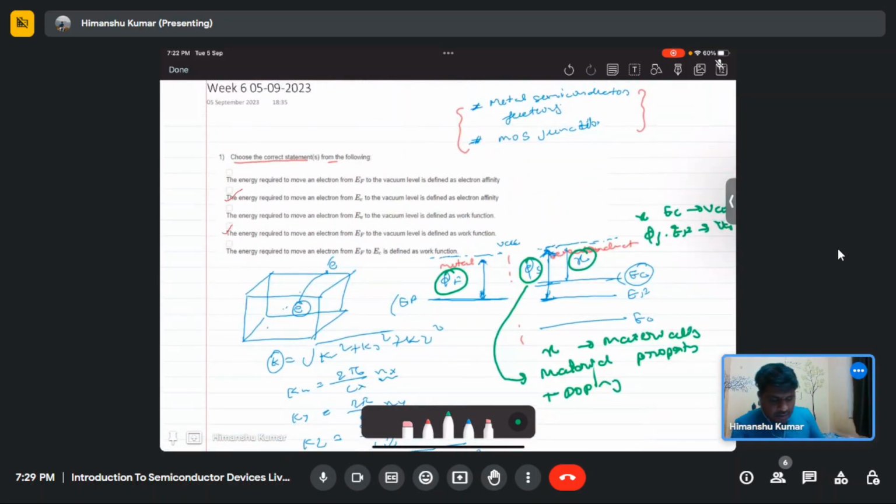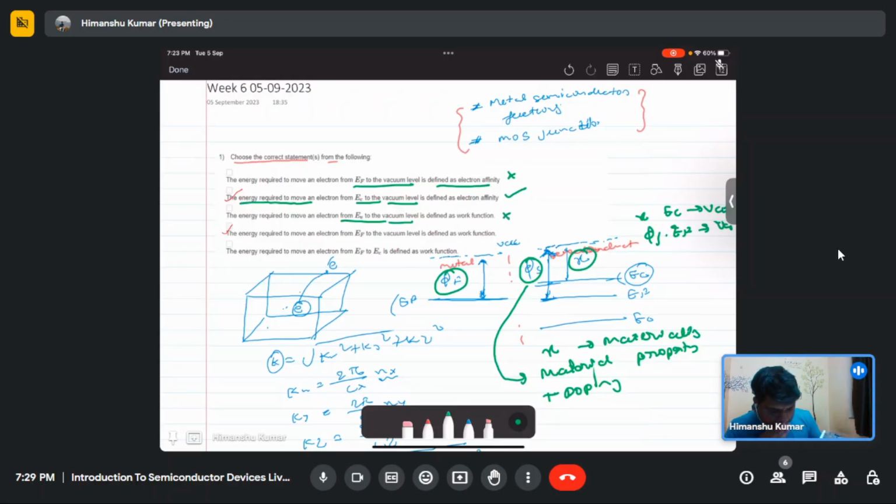So to answer these questions: the energy required to move an electron from EF to the vacuum level is defined as the electron affinity. No, this is wrong. The energy required to move an electron from EC to the vacuum level is known as the electron affinity. This is the correct answer. The energy required to move an electron from EV to the vacuum level is defined as the work function. No, this is not correct.